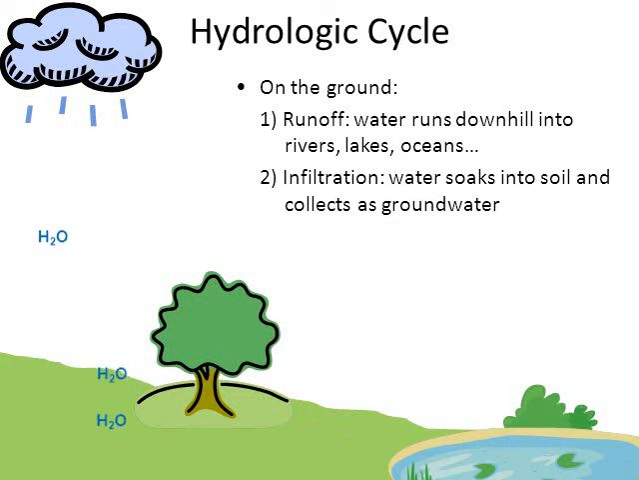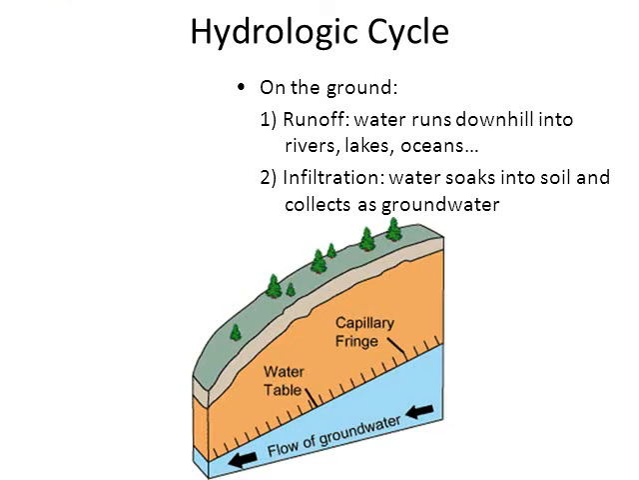Or the water will soak into the soil, and that we call infiltration. And when water soaks into the soil, it begins to collect underground in this big pool of water called groundwater. And that's where a lot of the world gets its drinking water from, from underground groundwater. When we look at this picture here, we can see a cutaway of the earth. We can see the groundwater underneath the surface.